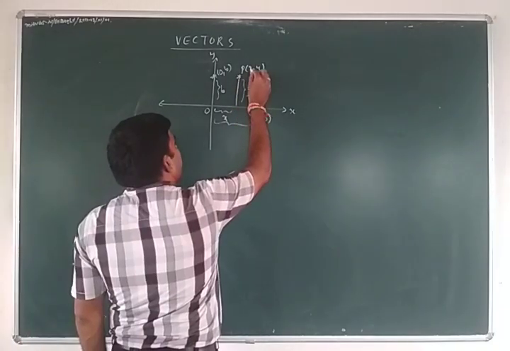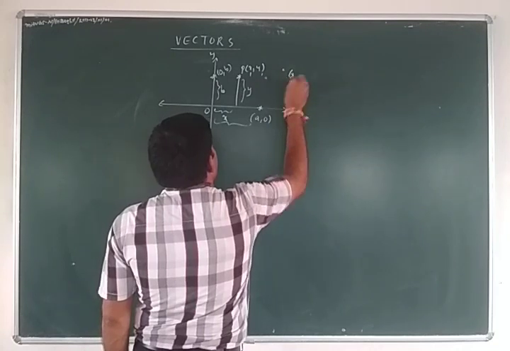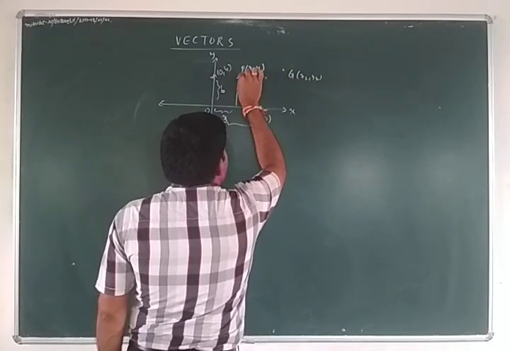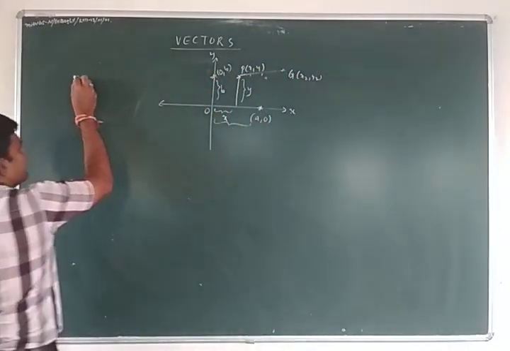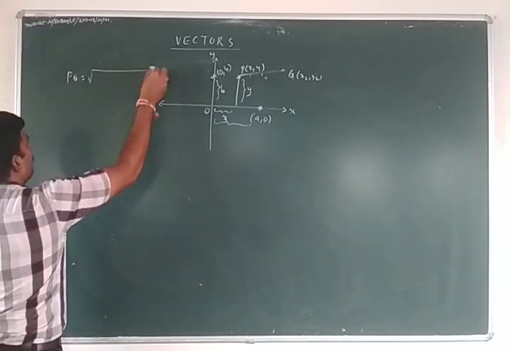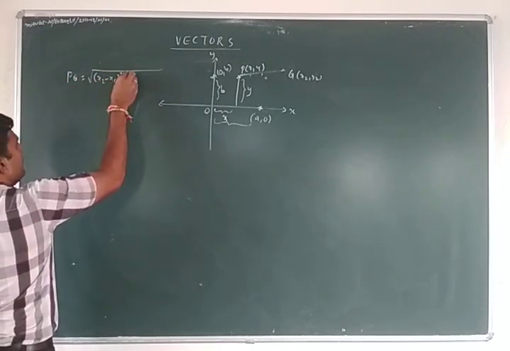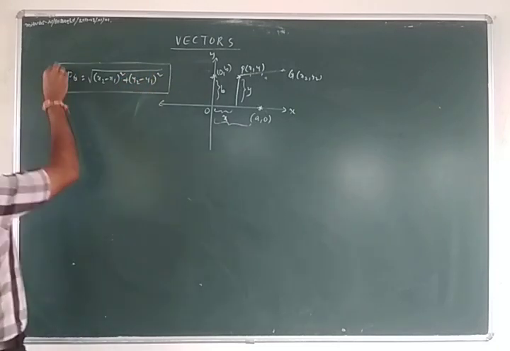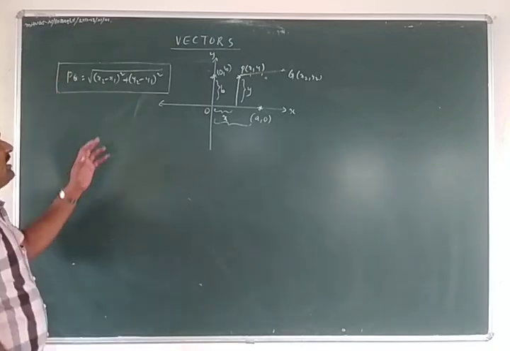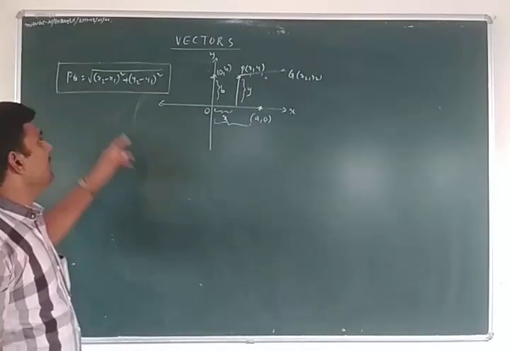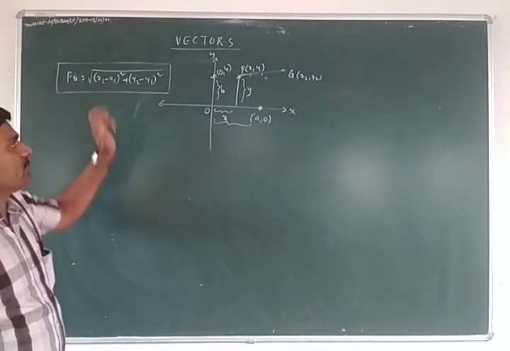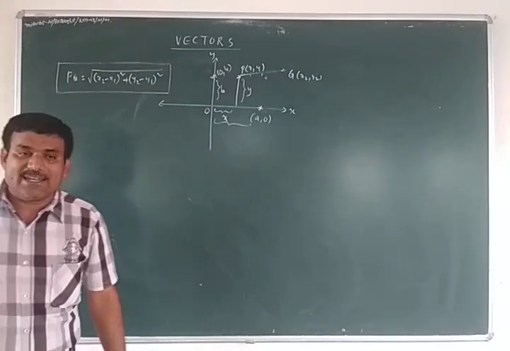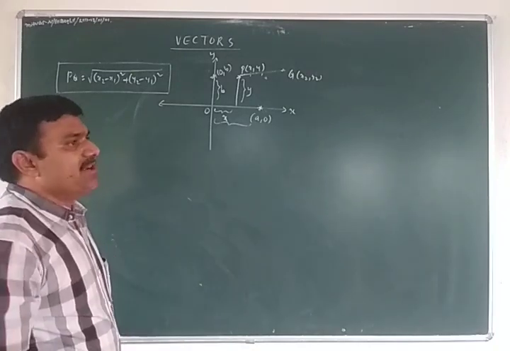For suppose P is x comma y or x1 y1, and I have one more point here in 2D. So one more point you are taking x2 y2. Distance between these 2 points, PQ is equal to under root x2 minus x1 whole square plus y2 minus y1 whole square. So in the two-dimensional geometry we have studied the distance between 2 points is under root x2 minus x1 whole square plus y2 minus y1 whole square. So based on these concepts, we have studied some basic concepts of three-dimensional geometry.